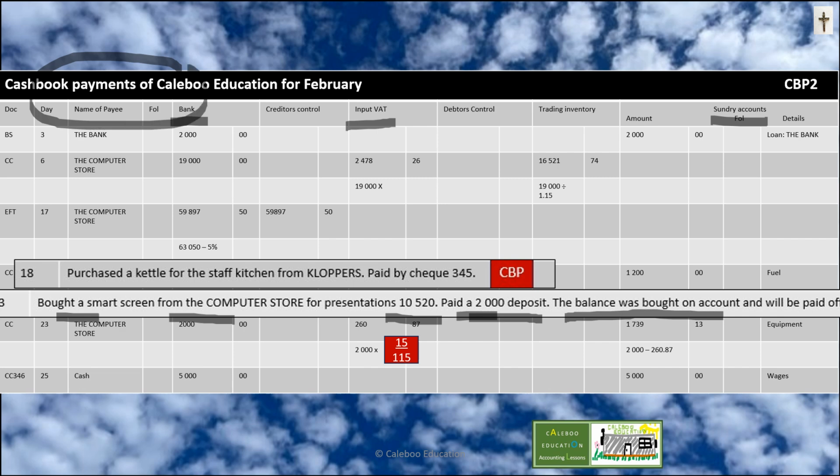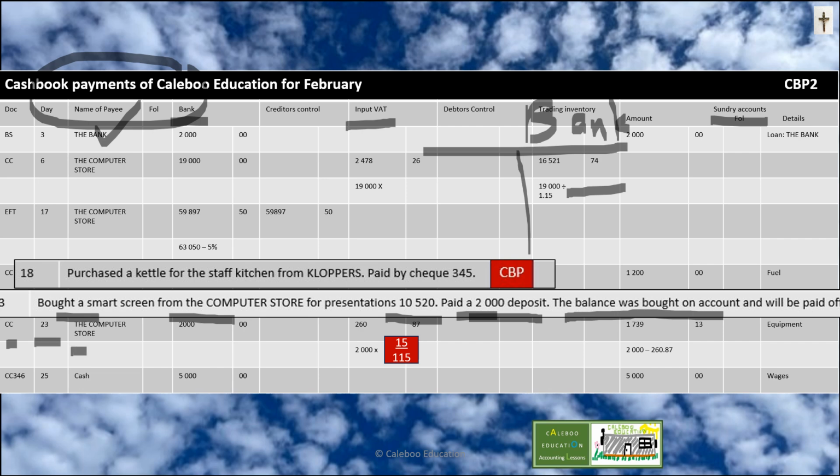And what book are we in? The cash book payments. So we are looking at all those transactions that result in a smaller bank balance. So the 2,000 will result in a smaller bank balance. So it goes into the cash book payments. So we paid by check this deposit. The date was the 23rd. Who did we pay? The computer store. What was the amount under bank? Only the amount of the deposit, which is 2,000.